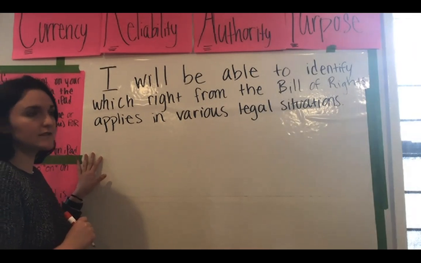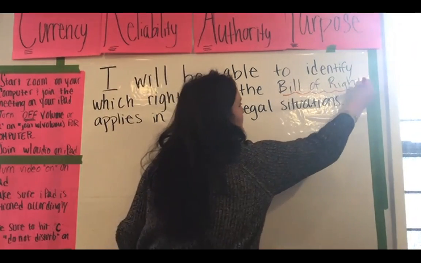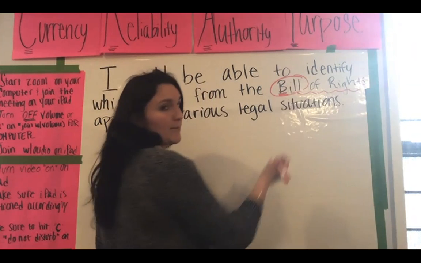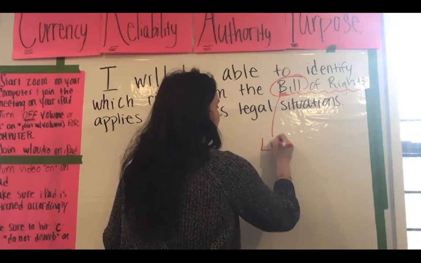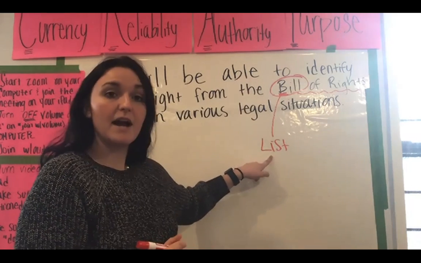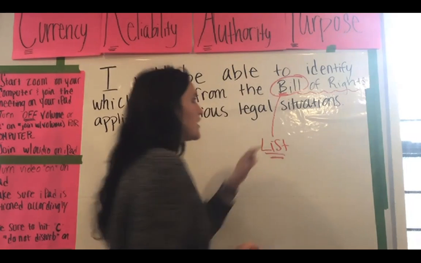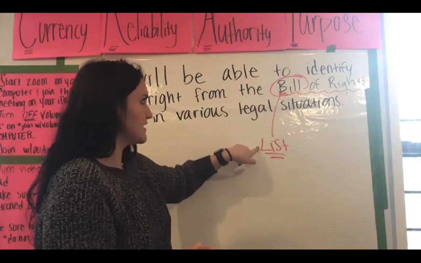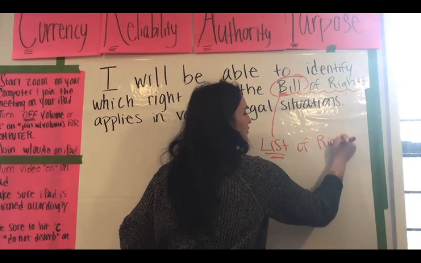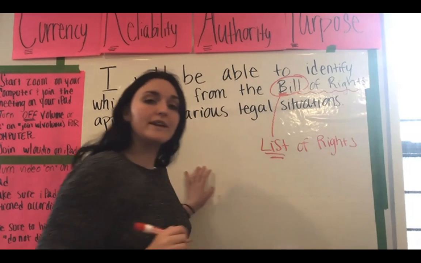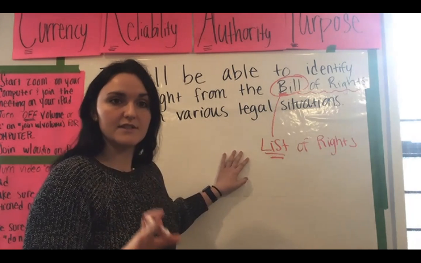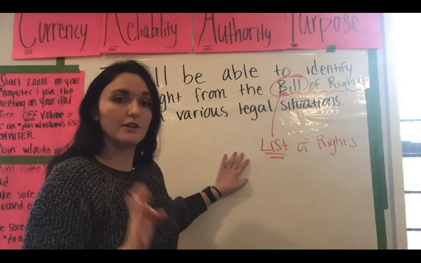I will be able to identify which right from the Bill of Rights applies in various legal situations. So Bill of Rights should be familiar to us. We know that that word bill, because it's got a capital B, it means list. If you see bill with a capital B, it usually means it's some kind of formal list. So the bill, the list of rights, it literally means list of rights. We know that in the Bill of Rights, some of your most important rights as a person who lives in this country are guaranteed, are listed.